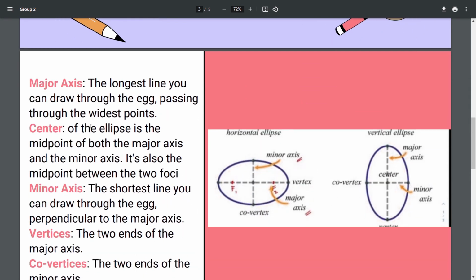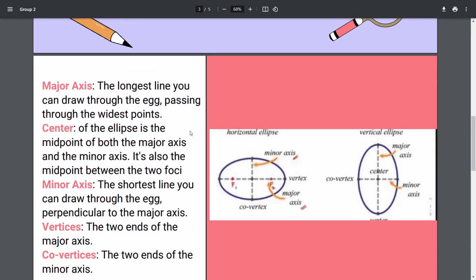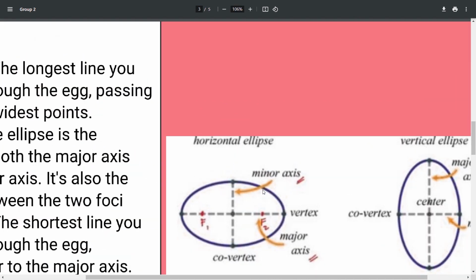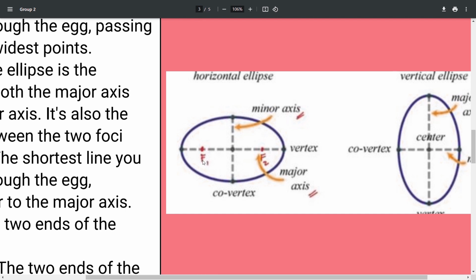Let's proceed to the center. Center of the ellipse is the midpoint of both the major axis and the minor axis. It is also the midpoint between the two foci. As you can see, this is focus 1 and focus 2, and this is our center between our foci.